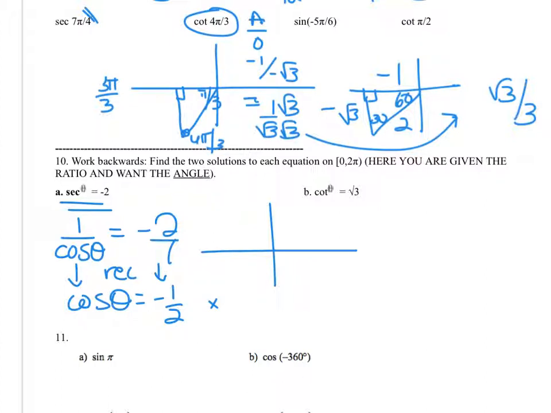So I would draw, where are my bow ties? Remember the bow ties? Where x's are negative. That's going to be here. And I need my adjacent over my hypotenuse to be -1/2. The hypotenuse will always be positive, okay? The adjacent is going to be this -1 right here. So we have to think about which angle this would be.